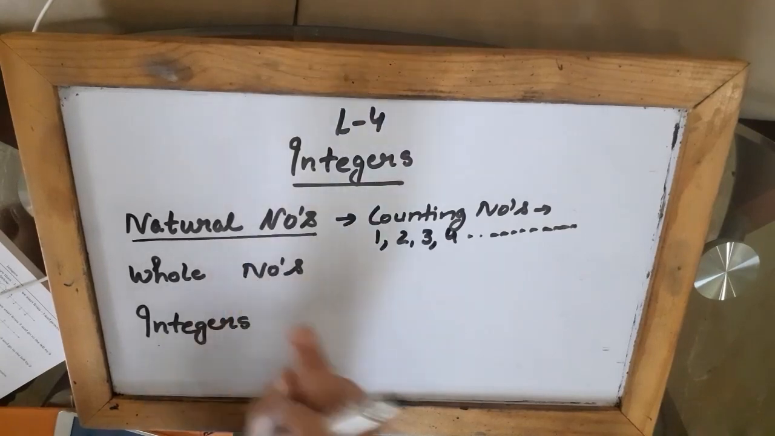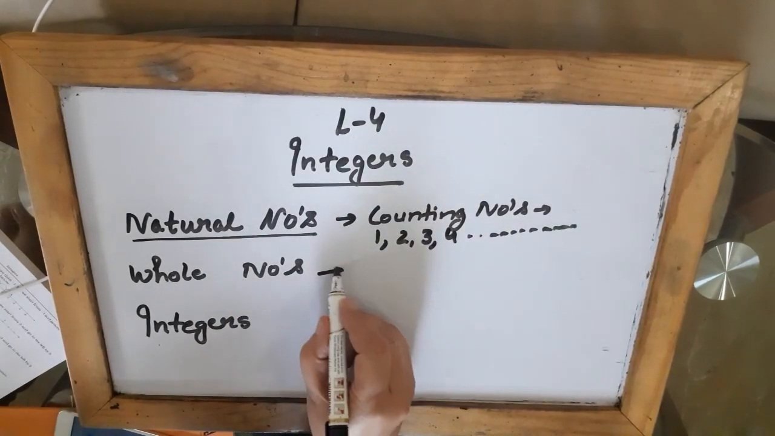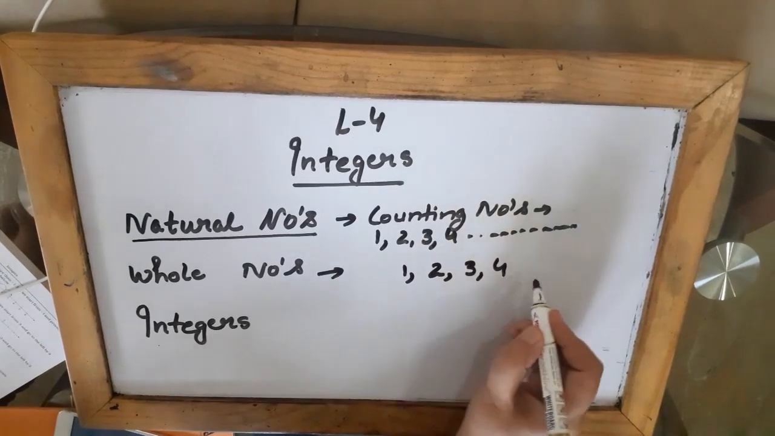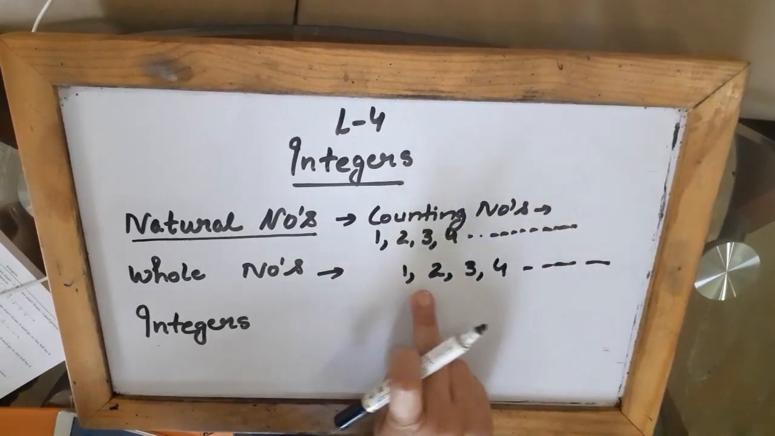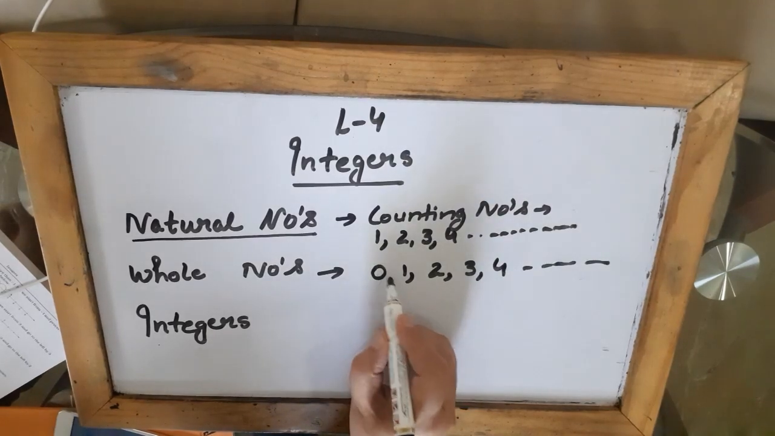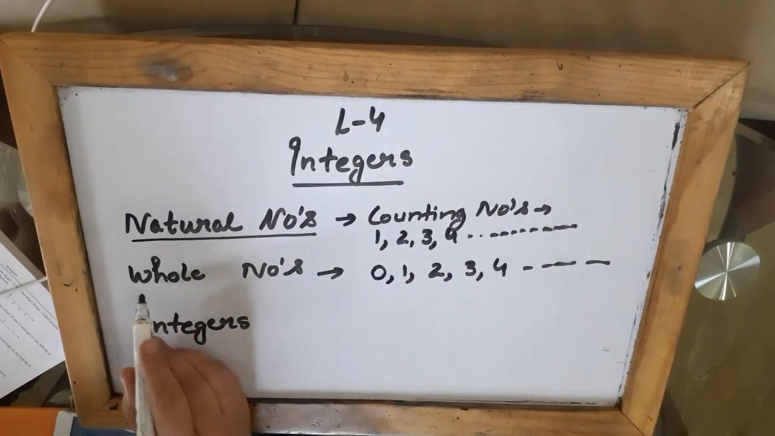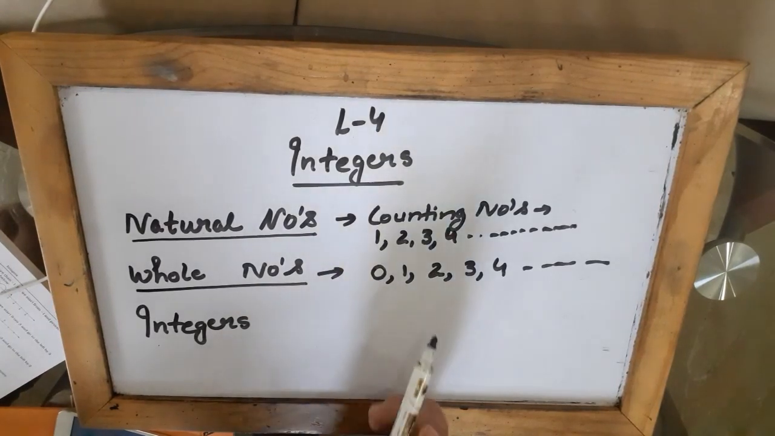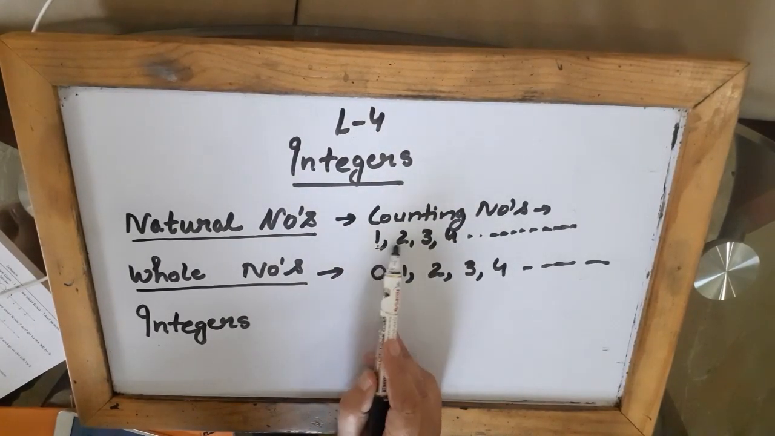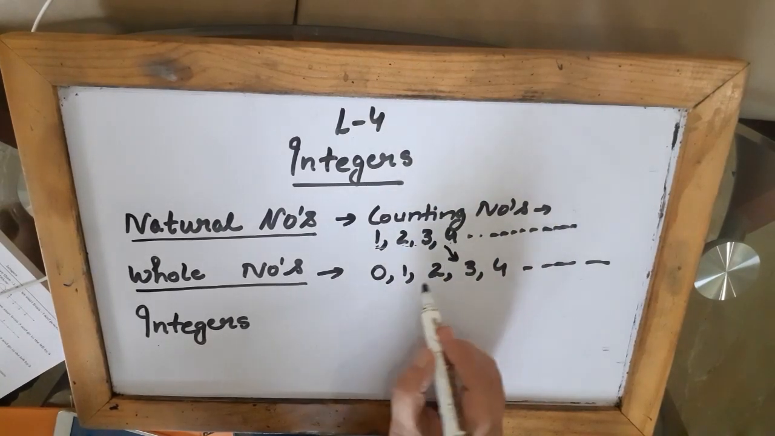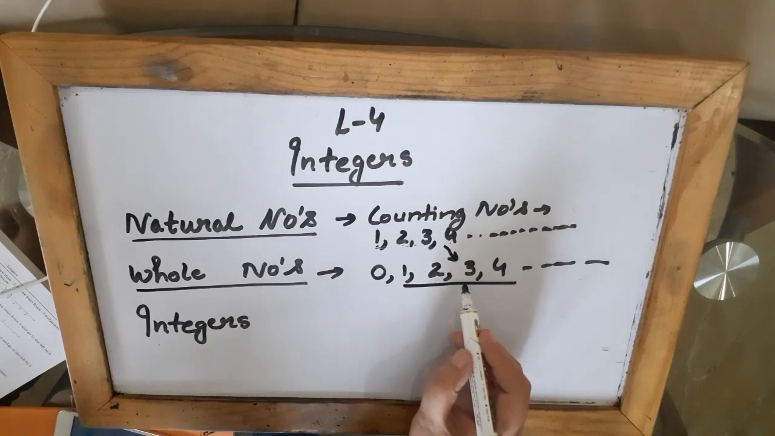Now to this set of natural numbers, starting from 1, 2, 3, 4 and so on, when I add 0, they become whole numbers. So I can say that all the natural numbers 1, 2, 3, 4 are also whole numbers.